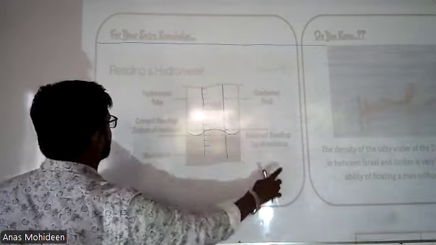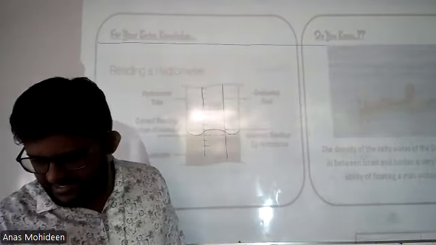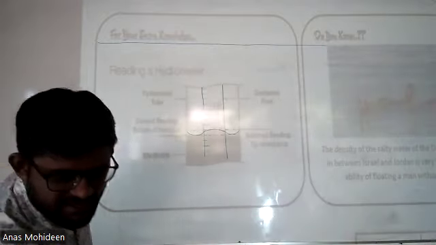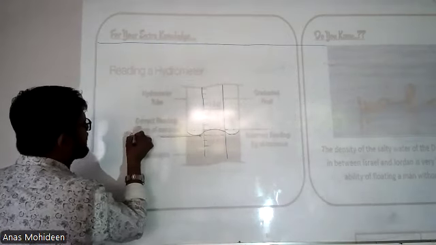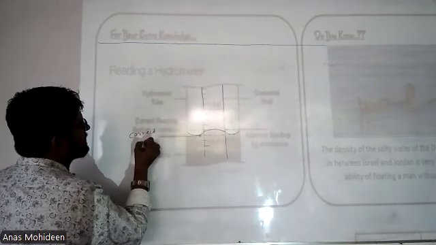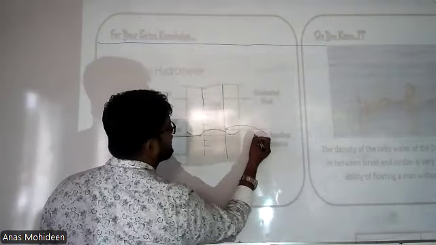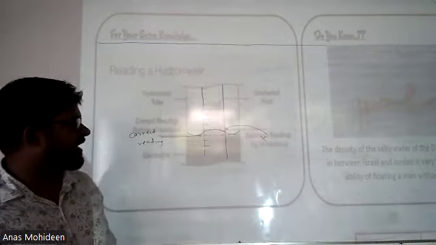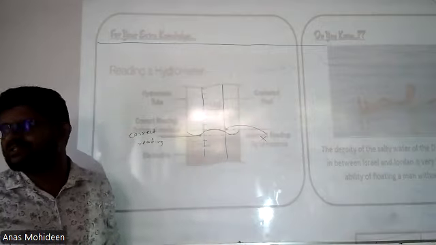This is an incorrect reading. What is the correct reading? Here. Can you see? We have to get the measurement at this point. This is the correct reading, and here it is incorrect. You understand that? So the correct reading we have to take on the downward meniscus, the downward layer where it touches.